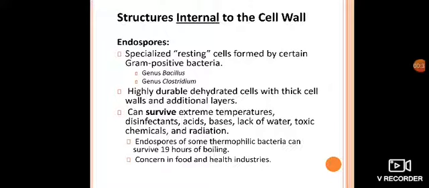So the first point is resting. Specialized resting means those bacteria have a resting position, meaning they are quite inert in nature. But why are those spores formed? Now, what I am telling you is not written in this diagram, sorry, it is in a slide, but listen to it properly.